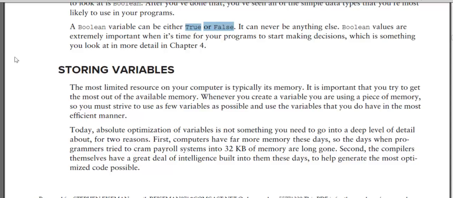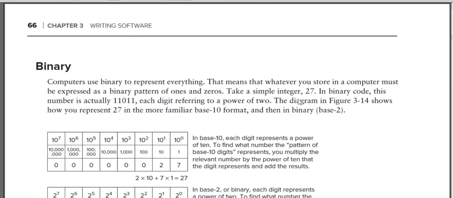Okay, we want to talk now about storing variables. He says that on your computer, the memory is sort of the most limited resource. In other words, that's the thing you have to worry about the most on your computer. The hard drive, you have lots of space, but memory is more limited. These days that's not so much true, but still it's true. In the past it was more true.